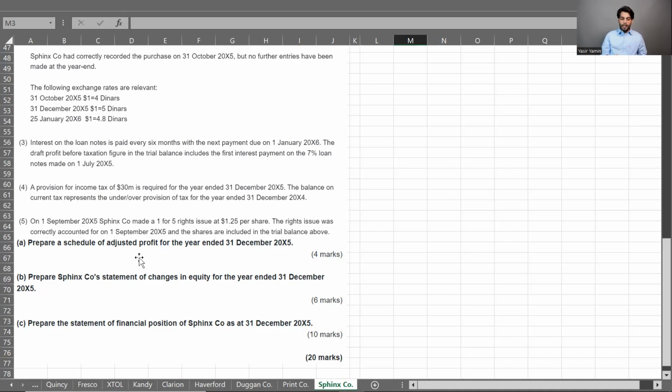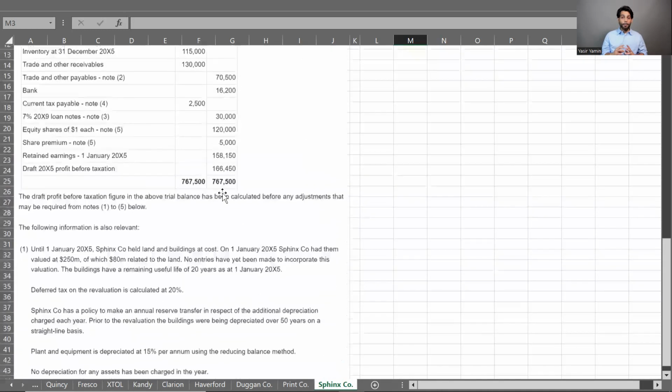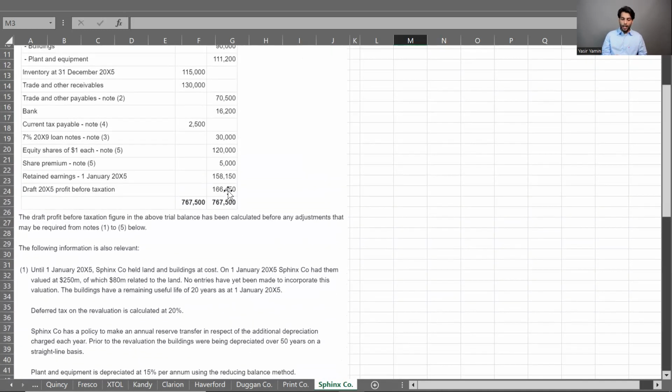So you have already been given a draft profit. Draft profit means not a final profit, of 166,450. You need to look at the adjustments that have been discussed here, and then you need to make adjustments to the draft profit to arrive at the final profit. And this is just for 4 marks. So pretty few adjustments here.